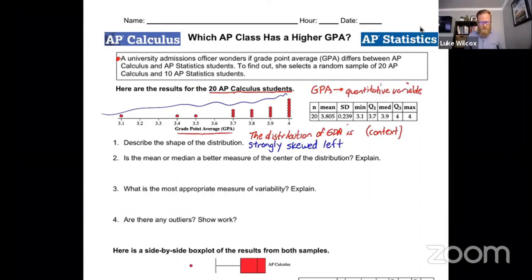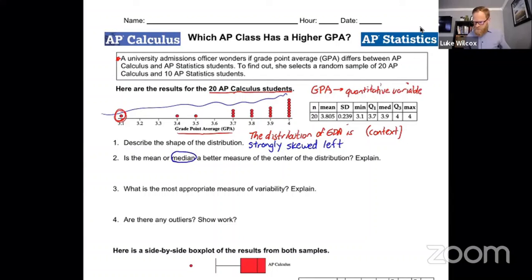All right, question number 2. Is the mean or the median a better measure of center of the distribution? Well, the answer to this question depends on the shape of the distribution, and we know that this is a strongly skewed distribution. So the issue with a skewed distribution is that if you have a skew with possible outliers, like say this value down here, it's going to have a very strong impact on the mean. It's going to drag the mean way down, whereas the median is going to be a bit more resistant to that change.